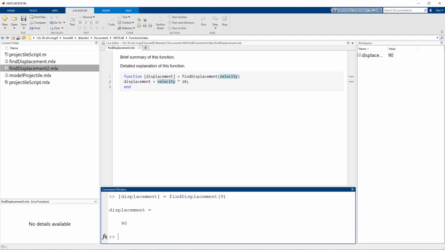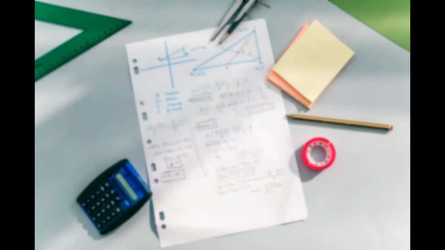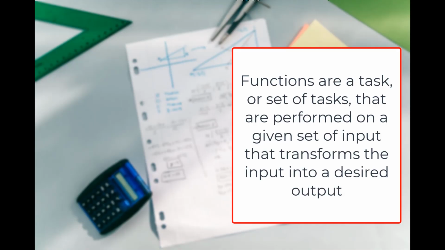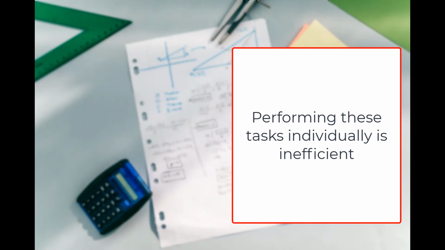Now that we understand the basics, I want to take a minute to discuss why we use functions in programming. At a basic level, a function is a task or set of tasks which are performed on some input to transform it to a desired output. Usually, these tasks or set of tasks need to be performed multiple times, so coding the tasks by hand each time would be time-consuming and make the code unnecessarily long.